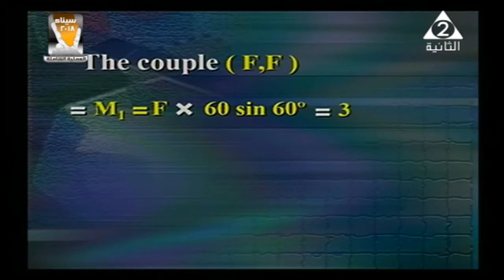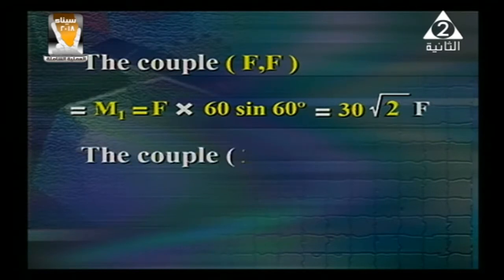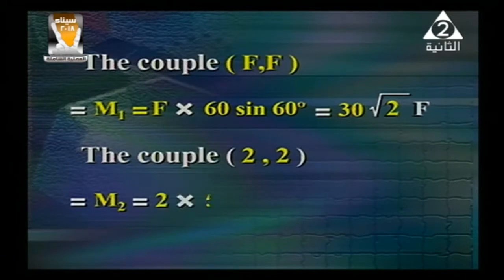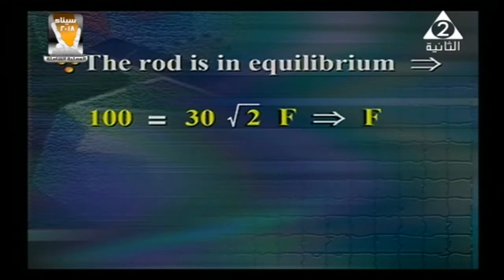The couple F and F has moment M1 equal to F times 60 sine 60, which equals 30 root 2 F. The second couple 2, 2 has its moment M2 equal to 2 times 50, equals 100. Then the rod is in equilibrium under the two couples, so 100 equals 30 root 2 F.